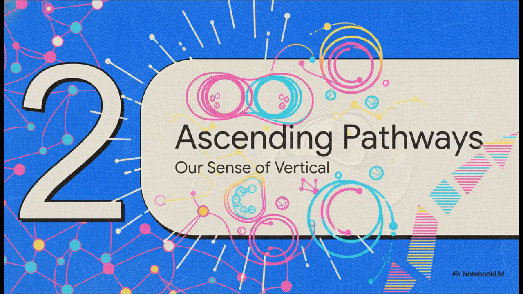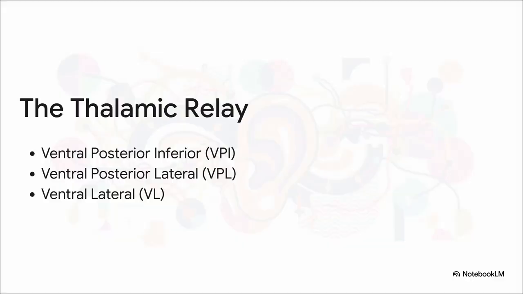All right, let's switch gears. We've gone down, now let's go up. The ascending cortical pathways, and how we actually build our conscious sense of what's vertical. Now this is where things get really, really cool. You know how vision and hearing have their own dedicated VIP relay stations in the thalamus? Well, the vestibular system doesn't play that game. It's more of a team player.